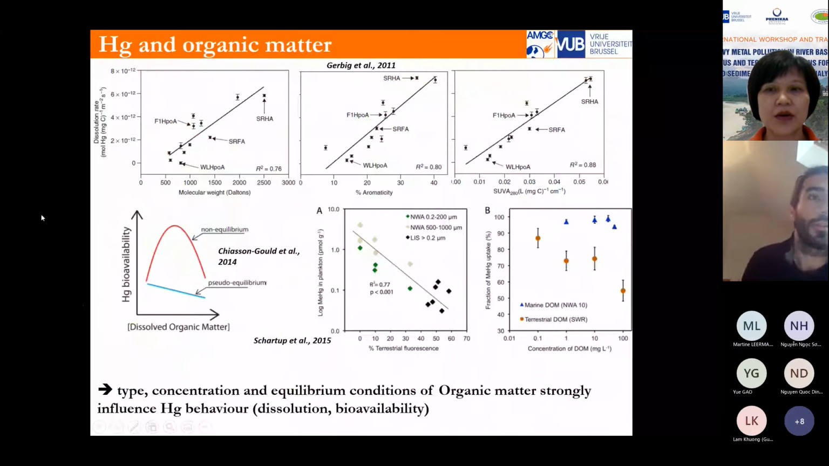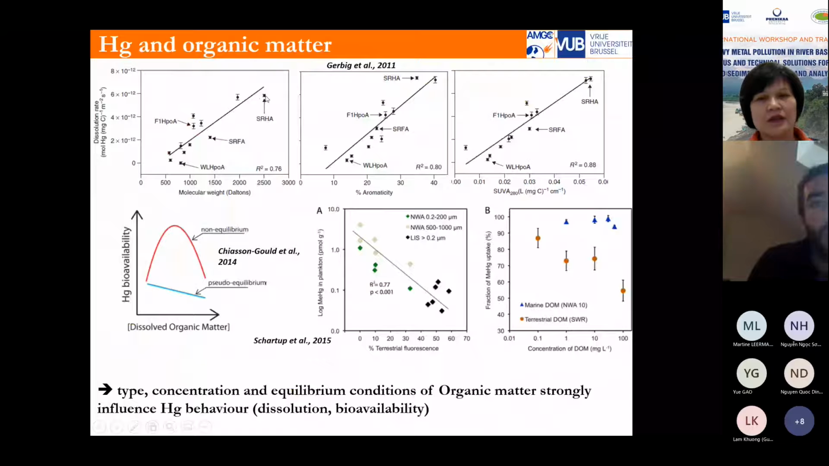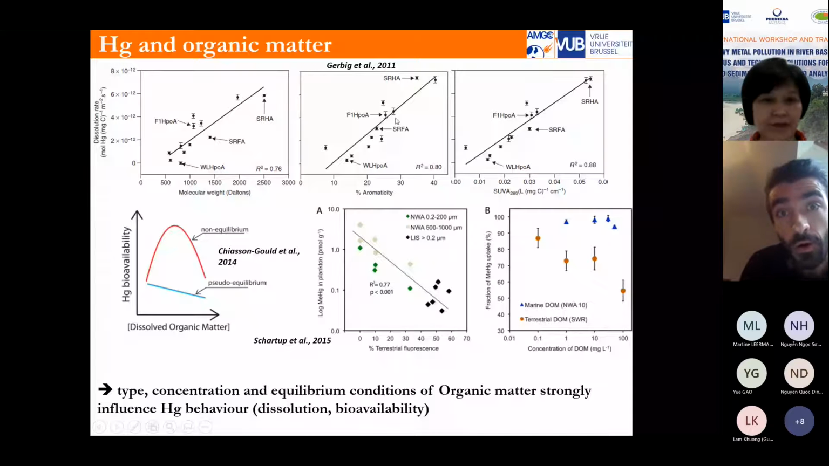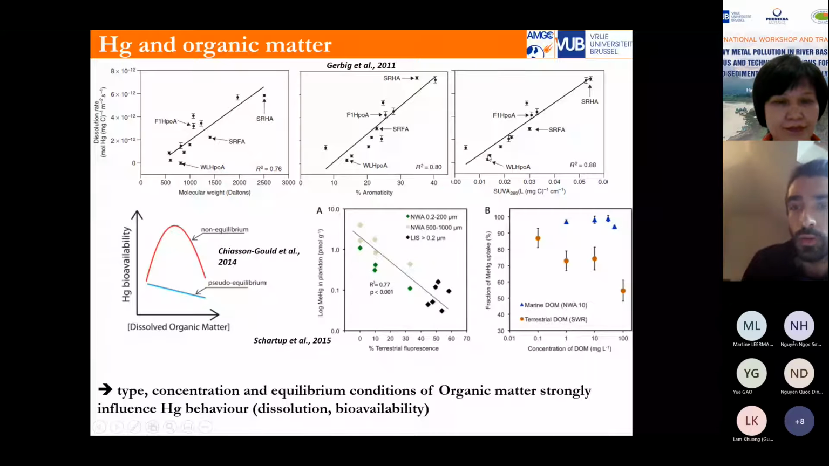As I said before, mercury likes organic matter a lot. And you can see on the first graphs on the top that there are different organic matters, isolated, for example, from a river in the United States, but whatever. And you can see that the dissolution rate of mercury bound to sulfide, for example, will be promoted by some specific organic matter, and their molecular weight, aromaticity, or absorbance of UV light will actually be very important in controlling this type of dissolution.